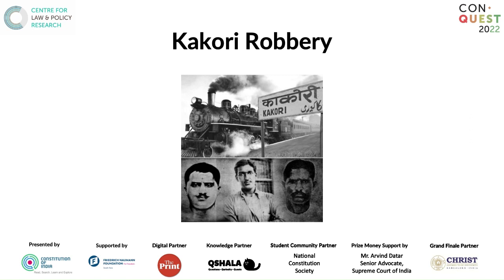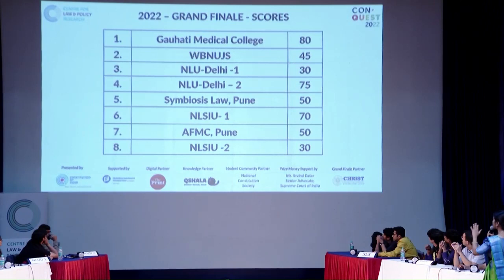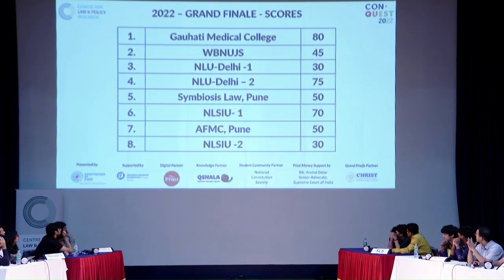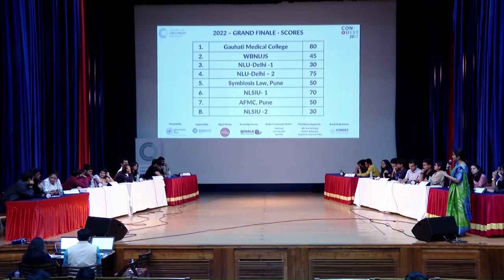With that, let's take a look at the scores. After the listed round, Guwahati Medical College at 80 points. Can we have a huge round of applause for them? And we have NUJS at 45, NLU Delhi at 30, NLU Delhi Team 2 right behind Guwahati Medical College at 75 points, Symbiosis Law Pune at 50 points, NLSIU Team 1 at 70, AFMC Pune at 50, NLSIU Team 2 at 30. Now, this is bound to be a nail-biting finish. So wait, and let's find out what happens in the next round, in the connect round. Over to Raghav.